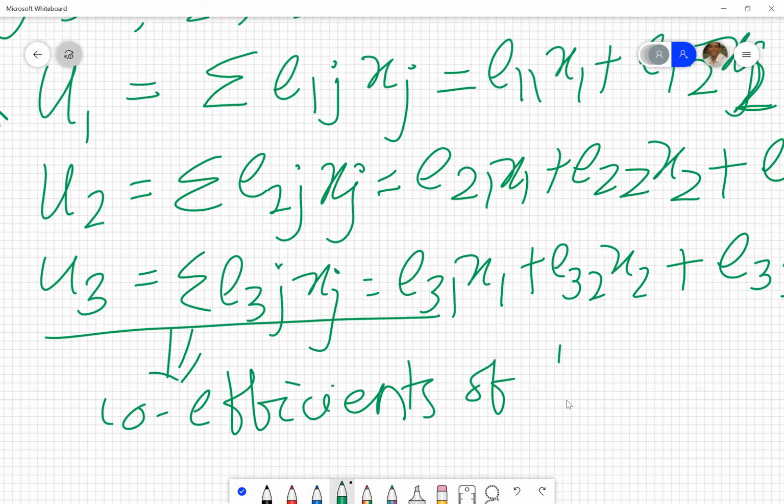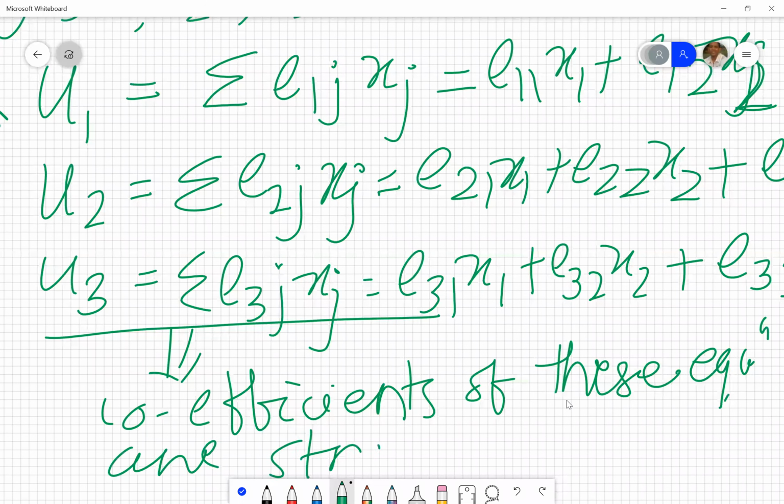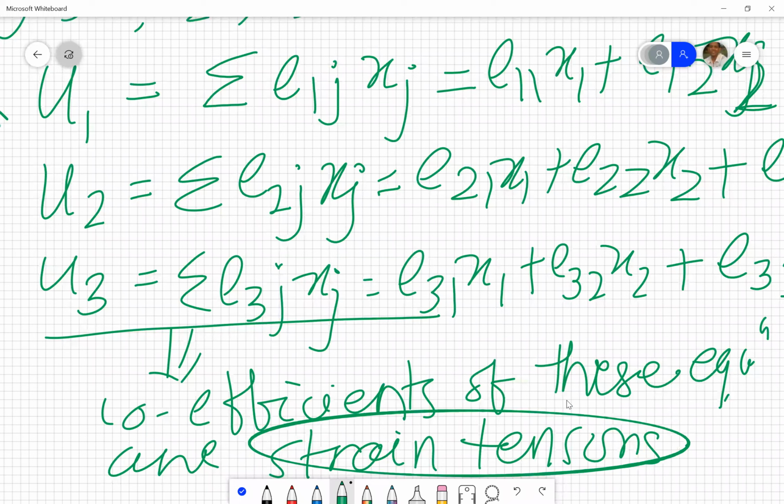Coefficients of this equation are strain tensors. In this equation, the coefficients are the strain tensors. Remember this: these are the strain tensors. So what is the equation going to be?